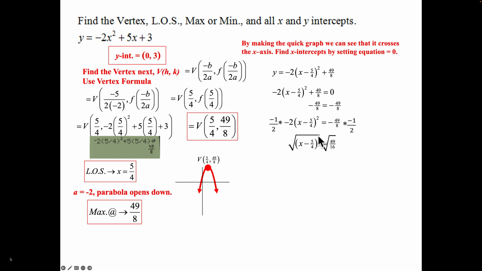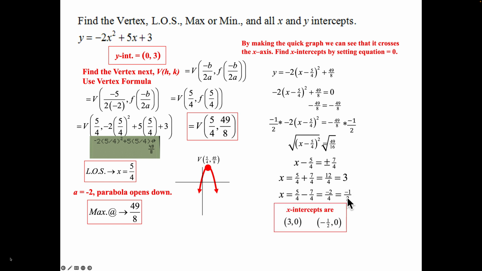Oh, how wonderful. They're both perfect squares. So when I take the square root, I'm going to get a positive negative 7 over 4, which means I have 2 equations to write. I'm going to add over the 5/4. I'm going to add it to the 7/4. That's 12/4, which is 3. Add over the 5/4 to the minus 7/4. That's -2/4, or -1/2. So that means this x being 3, that's the point 3, 0. This x being a -1/2, that means my other x-intercept is -1/2, 0.